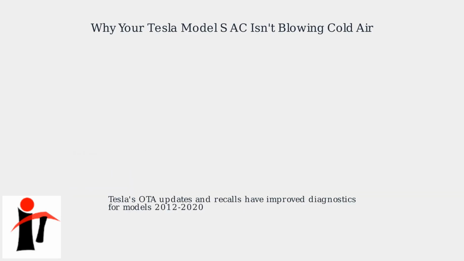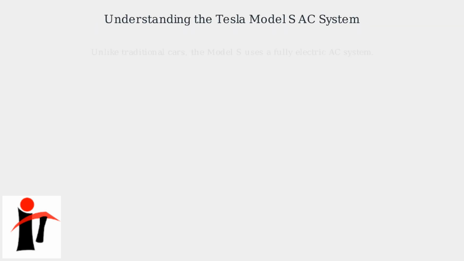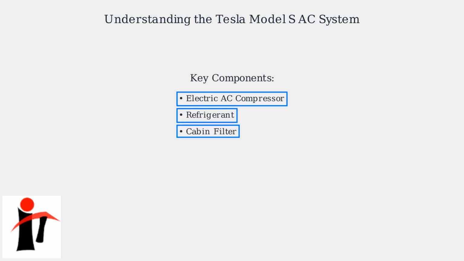If your Tesla Model S AC isn't blowing cold air, this is a frequent issue for models between 2012 to 2020, but recent diagnostics and fixes have made strides in fixing it. Unlike traditional cars that use engine-driven compressors, the Tesla Model S employs a fully electric air conditioning system powered entirely by the vehicle's battery. The key components of this system include the electric AC compressor, refrigerant, and cabin filter.